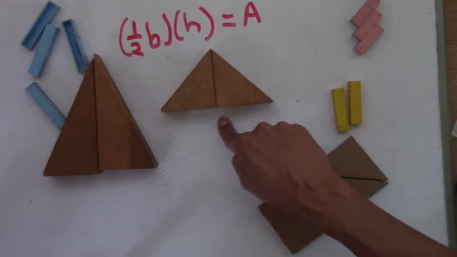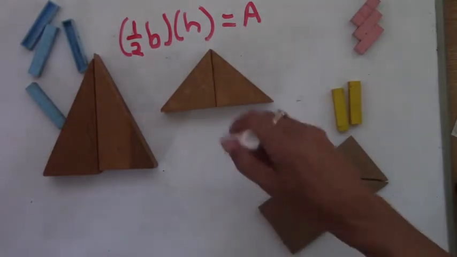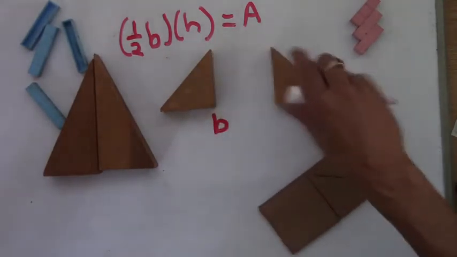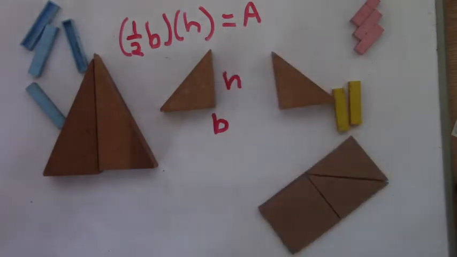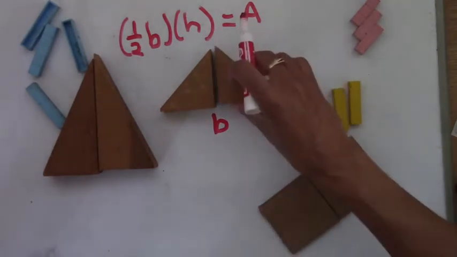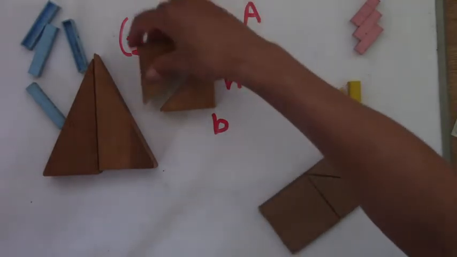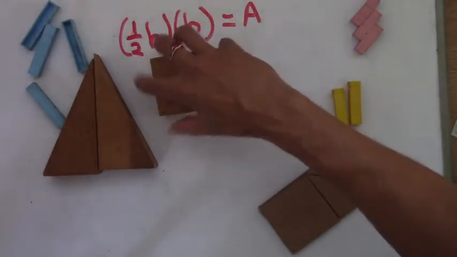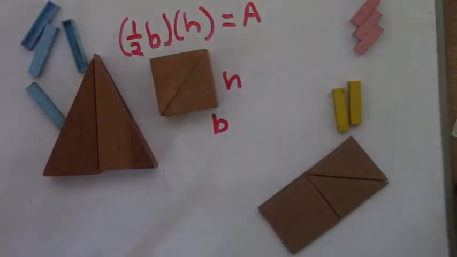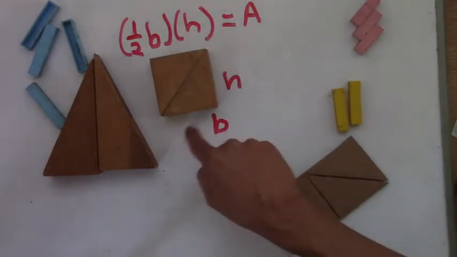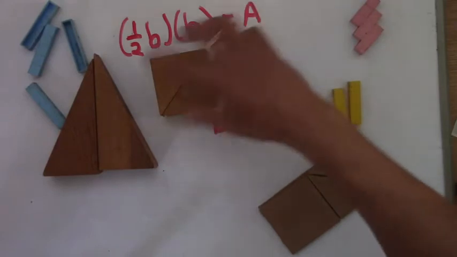What's this called? They should say base, because it is. What's that part called right there? Oh, height. What did I just do to the base? I just cut it in half. Put this piece right there. Oh, look what shape that is. Well, that's a square, which is a type of rectangle. But there it is. One half the base times the height gives me the area.